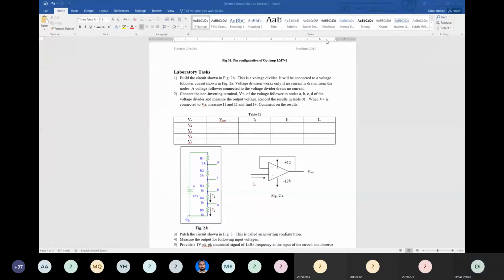So if I supply 2 volts to the non-inverting terminal, to the positive terminal, I should get 2 volts on the output. If I apply 3 volts, I should get 3 volts on the output. If I apply 5 volts, I should get 5 volts on the output. Can anybody tell me what will happen if I apply 15 volts on the non-inverting terminal of this operational amplifier in this configuration? If I apply 15 volts on the input, what will be the output?